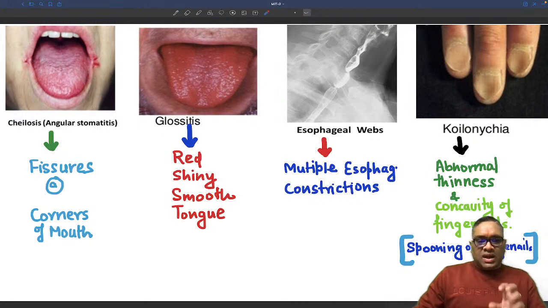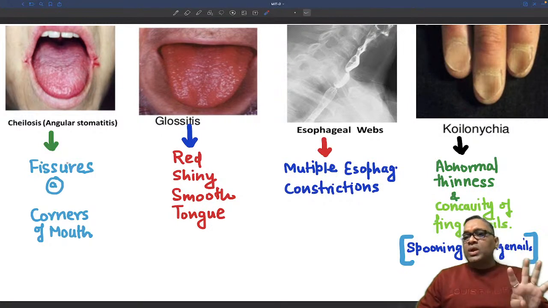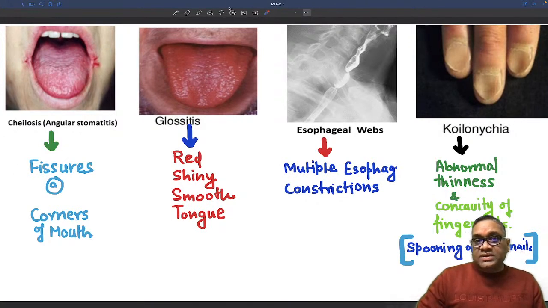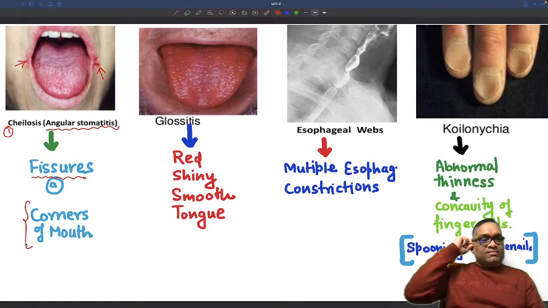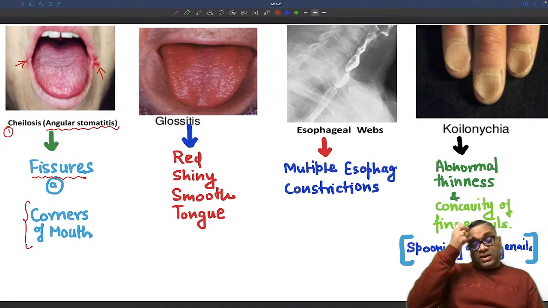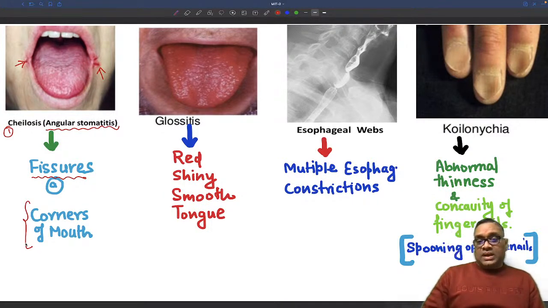So please remember, in iron deficiency anemia, these are the four important findings which you are going to see in an iron deficiency patient. So what are these findings? Number one is cheilosis. What is cheilosis? It is an angular stomatitis. You can see at the angle there is cracking and reddening, right? So these are the fissures at the corners of the mouth, which will be present in angular stomatitis in someone suffering from cheilosis, right?